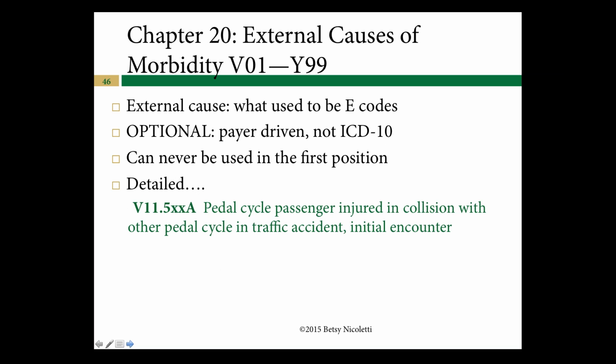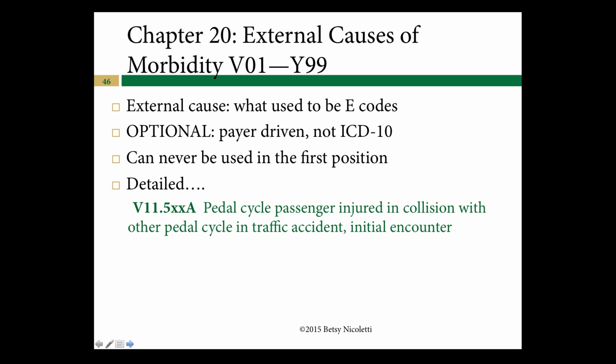The chapter is big. It goes from V01 to Y99. It's what used to be the E-codes. It's payer-driven, not ICD-10 driven. Just like in ICD-9, we would never put that code in the first position. We put the injury first and then how it happened. And here's an example of an E-code.